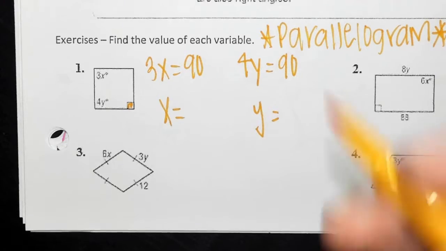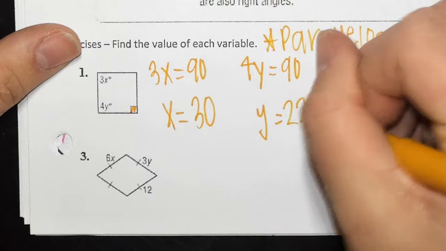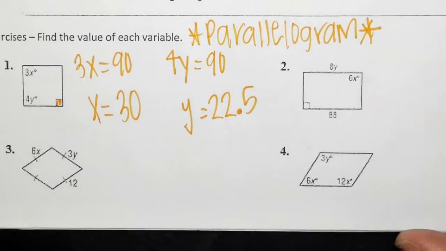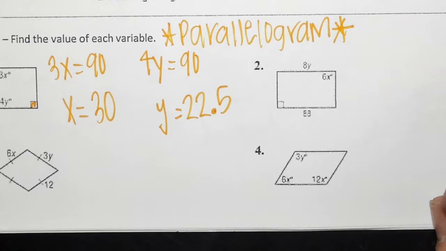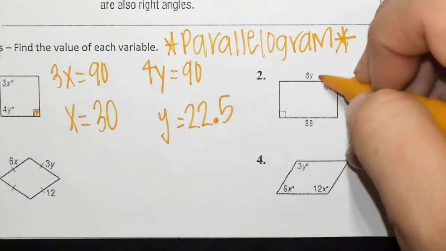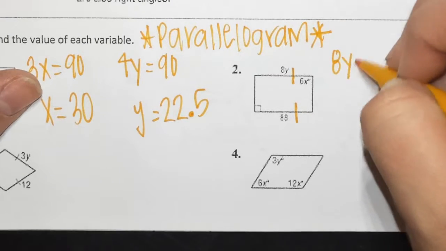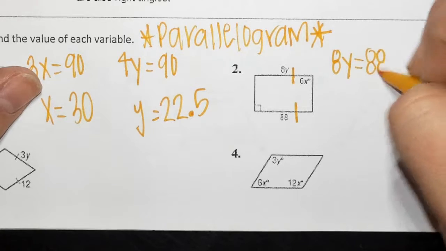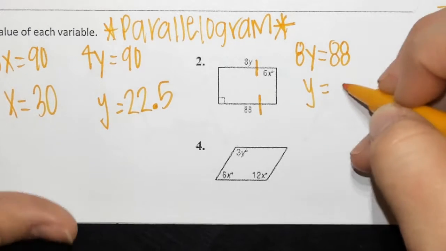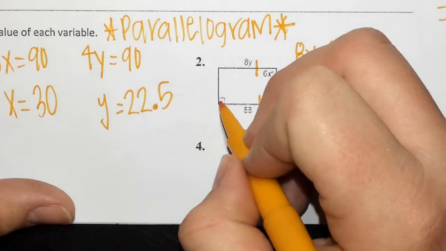What'd you get for x? 30. What's y? 22.5. Okay. All right, number 2. We have a side and an angle to find. But what do we know about opposite sides? They're always congruent. So to find y, we set 8y equal to 88, which makes y 11.